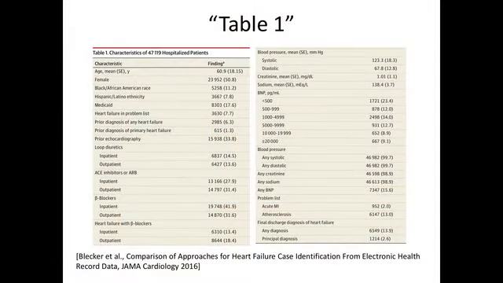Here I pulled one of my own papers that was published in JAMA Cardiology from 2016, where we looked at how to try to find patients with heart failure who are hospitalized. And I'm just going to walk through what this table is. So this table is describing the population that was used in the study. At the very top, it says these are characteristics of 47,000 hospitalized patients.